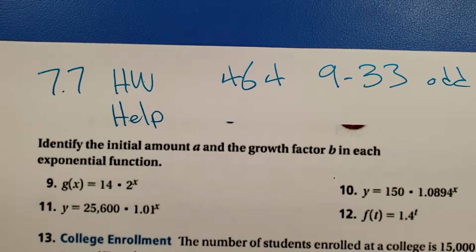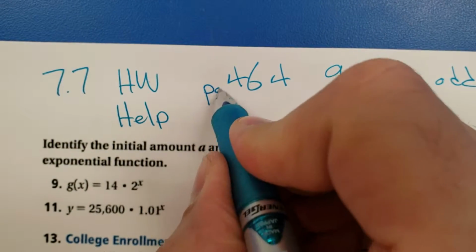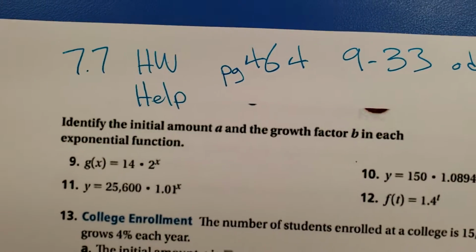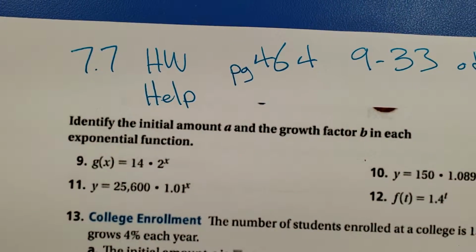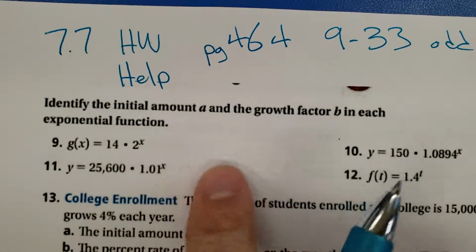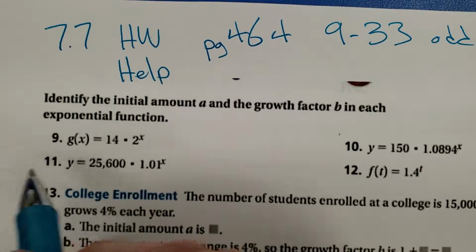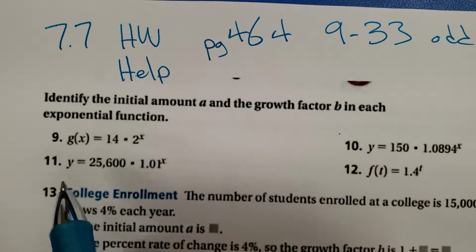You were supposed to start on page 464 and then do 9 through 33 odds. Here's a little walkthrough, so we're just doing the odds, okay? I apologize. I scanned from the book and it blew up and it's kind of fuzzy, but hey, whatever, we're dealing with it. Here we go. So 9 through 33 odd, here we go.